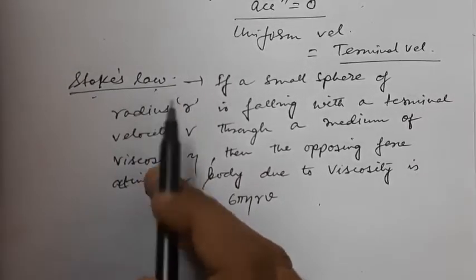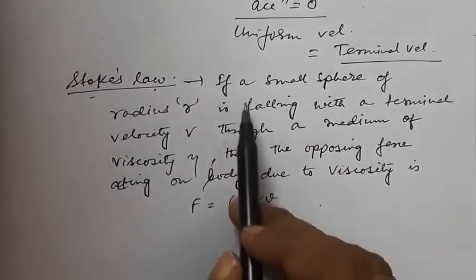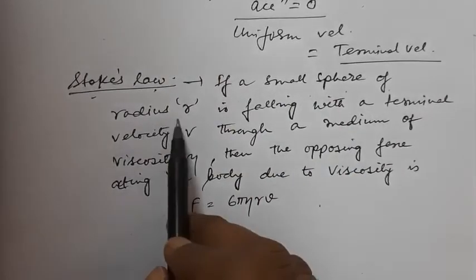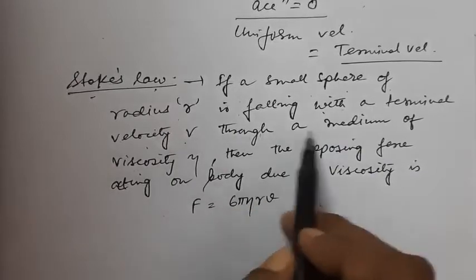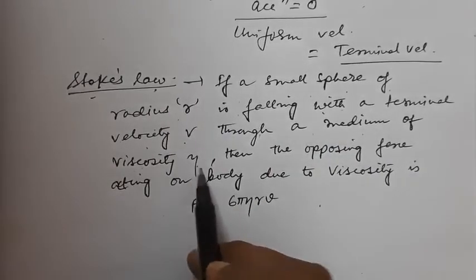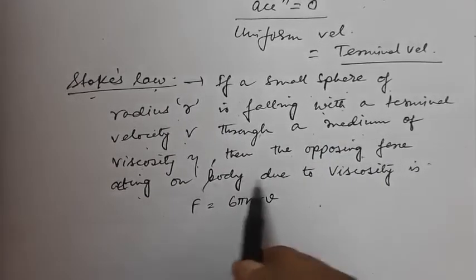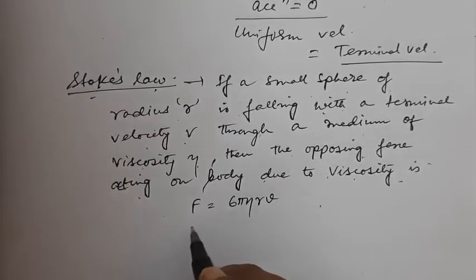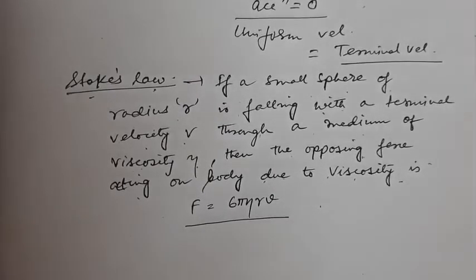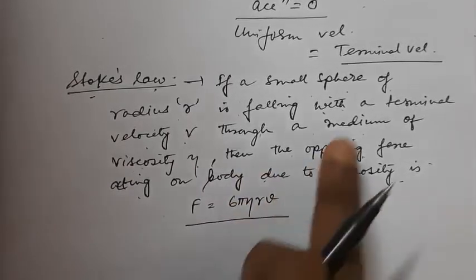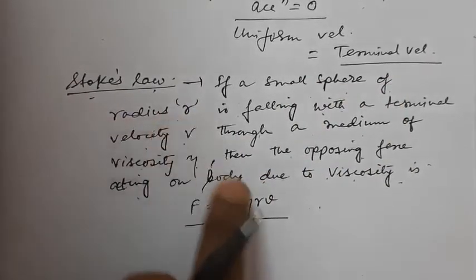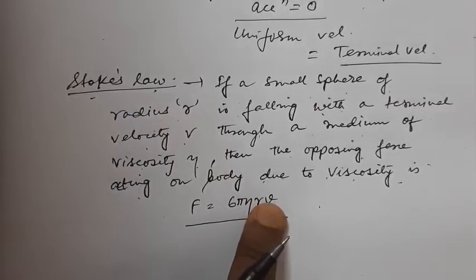Stokes' law. He proved that if a small sphere of radius r is falling with a terminal velocity v through a medium of viscosity eta, then the opposing force acting on the body due to viscosity is given by F = 6 pi eta r v. Eta means coefficient of viscosity, r is the radius of the small sphere, and v is the terminal velocity.